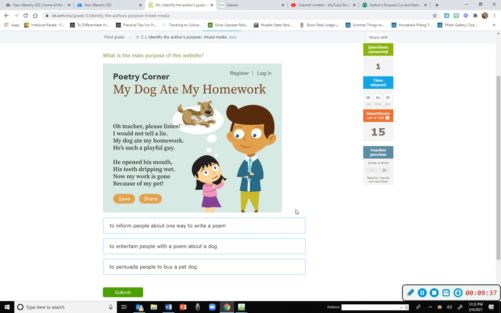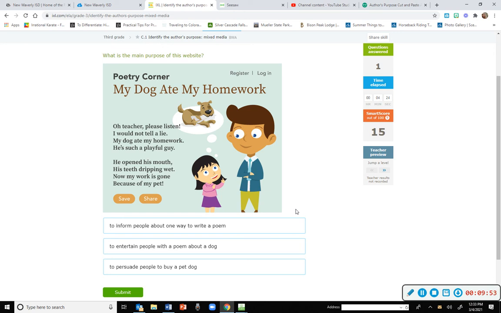Poetry. My dog ate my homework. Oh, teacher, please listen. I would not tell a lie. My dog ate my homework. He's such a playful guy. He opened his mouth, his teeth dripping wet. Now my work is gone because of my pet.